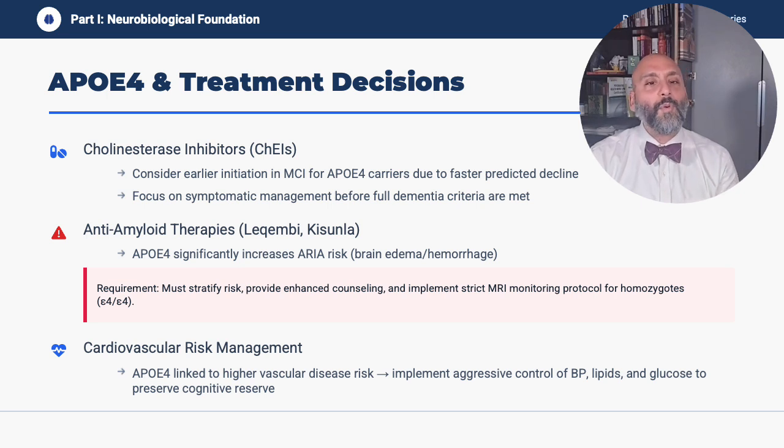So APOE4 does not tell us who will get Alzheimer's. It does not tell us when it will happen or how severe it will be. What it does tell us is who needs closer monitoring, who needs more careful risk discussions, and who may benefit most from preventative and supportive strategies.